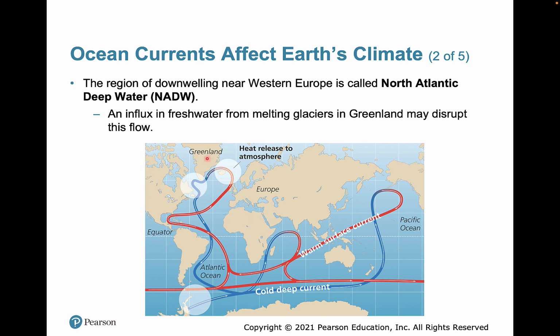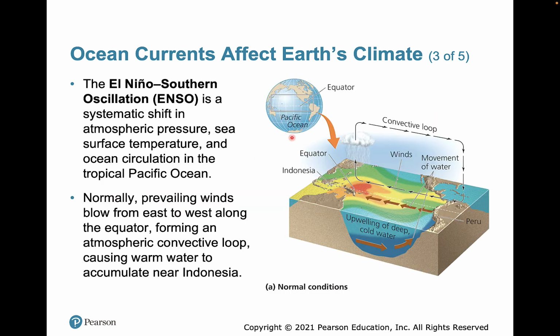So all of these currents are interconnected. We'll talk about how this is disrupting this flow. We're going to talk about what's happening to cause this flow to slow down. This is a big idea. We're definitely going to revisit this again in more detail in the key points, but it's the El Nino Southern Oscillation, or ENSO. It's changes in atmospheric pressure, sea surface temperature, and then therefore a resulting change in ocean circulation in the equatorial Pacific.